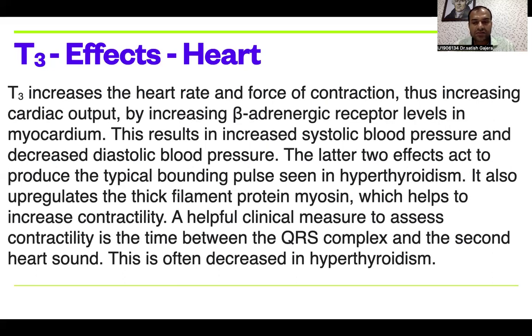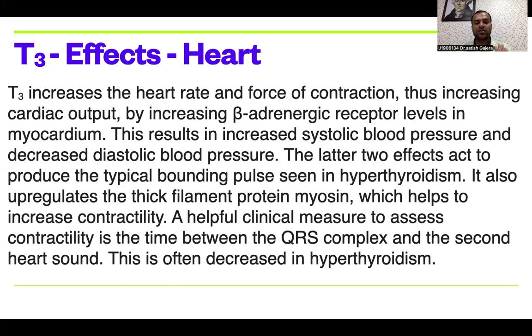The second heart sound: QRS complex and then the next P wave mark the next heart sound. That interval gives you a hint about the contractility of the myocardium. This is often decreased in hyperthyroidism.